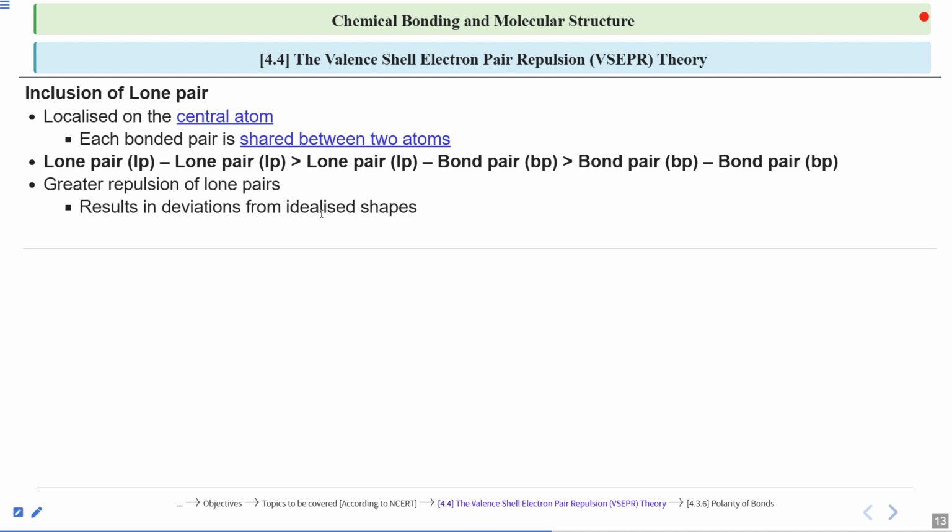The previous molecules that we discussed earlier all have no lone pair on the central atom. But as soon as we introduce the lone pair, there will be deviation from the ideal shapes. And the reason is also very simple. It is due to the greater repulsion that alters the bond angle in the molecules. Now let us look at some examples to justify this argument. Okay, so we have seen some arguments right now. Let us look at some molecules to justify the same.